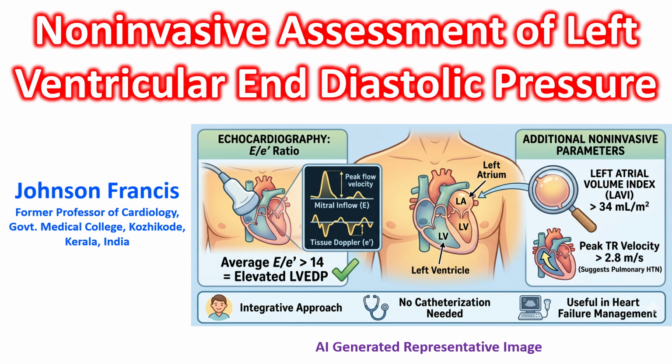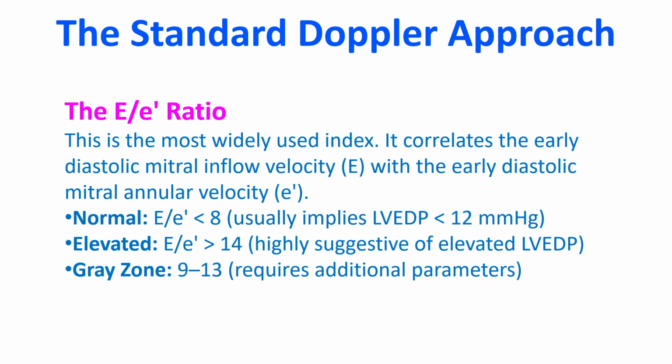The assessment of left ventricular end diastolic pressure is a cornerstone of hemodynamic evaluation, particularly in heart failure. While the gold standard remains cardiac catheterization, echocardiography provides a robust, non-invasive framework. The primary method for estimating left ventricular end diastolic pressure, or its surrogate, the pulmonary capillary wedge pressure, involves evaluating the relationship between mitral inflow and myocardial relaxation.